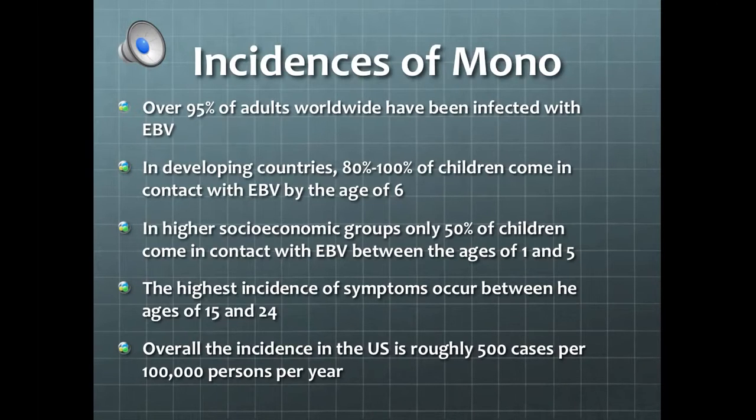And overall, the incidence in the United States is roughly 500 cases per 100,000 people. So we're actually really low with the cases in the United States, but it is an issue and it is something that we need to be worried about. So just make sure that you're taking care of yourself and be aware of your surroundings so that you don't come in contact with mono.